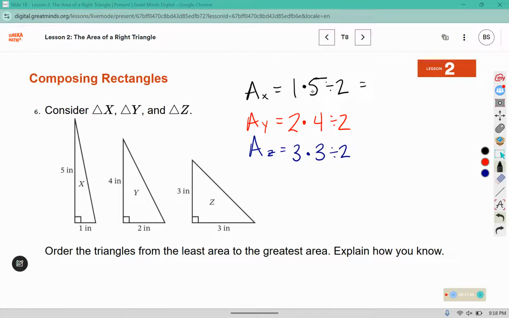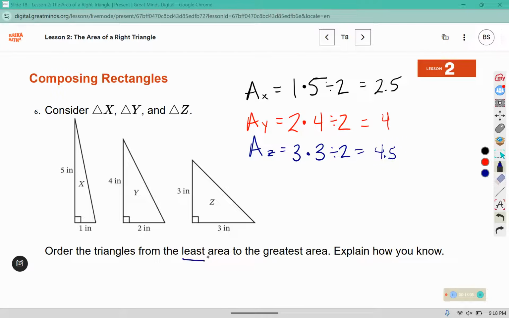1 times 5 is 5. 5 divided by 2 is 2.5. 2 times 4 is 8. 8 divided by 2 is 4. 3 times 3 is 9. 9 divided by 2 is 4.5.